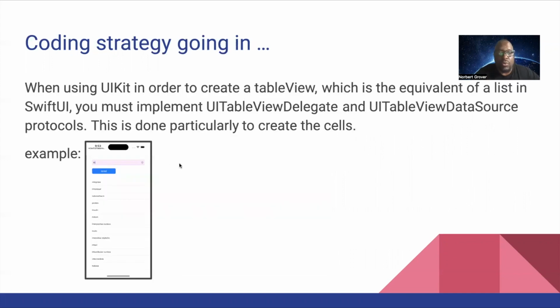Okay, so we're going to talk about our little coding strategy. I'm going to talk about table view in UIKit and compare it to SwiftUI. When using UIKit to create a table view, which is the equivalent of a list in SwiftUI, you must implement the UITableViewDelegate and UITableViewDataSource protocols. This is done particularly to create cells. And this is an example. So this right here is a UIKit table view with table view cells.